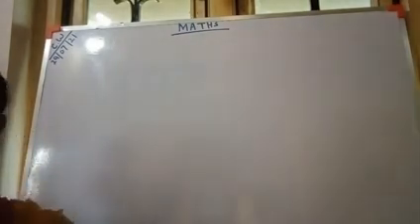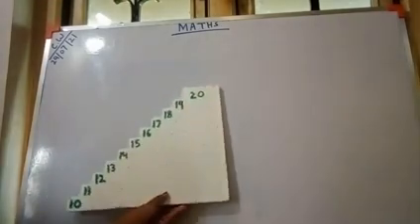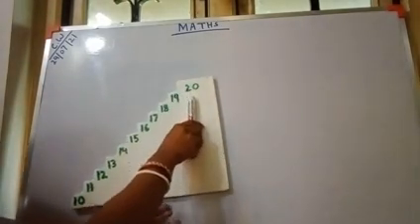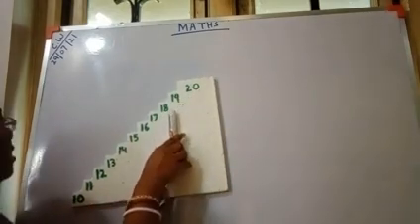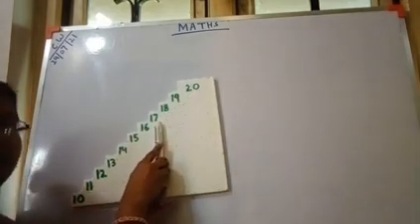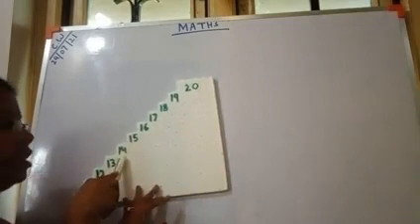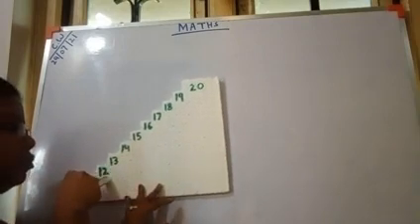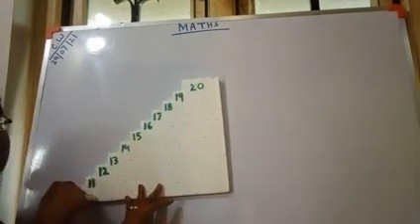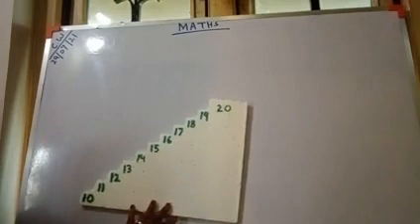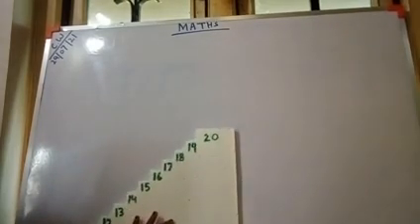Now from 20: 20, 19, 18, 17, 16, 15, 14, 13, 12, 11, 10. This is also backwardly we are counting. See, very good concept is there.